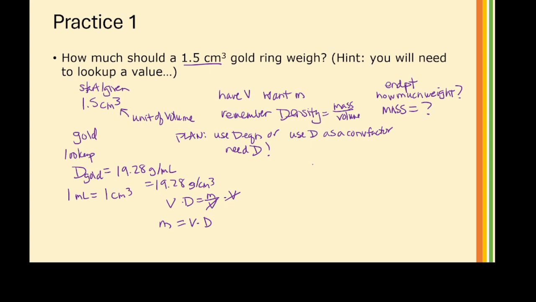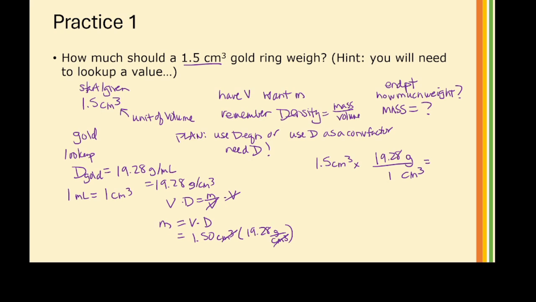Or I could start with my 1.5 cubic centimeters, and make a conversion factor that has centimeters cubed on the bottom and grams on the top. Either way, I end up with the same mathematical equation. This one is 1.50 centimeters cubed times 19.28 grams per centimeters cubed. Here I would put the 19.28 because that's what goes with the grams, and it's implied per 1 cubic centimeter. How I set it up is different, but it's identical math.